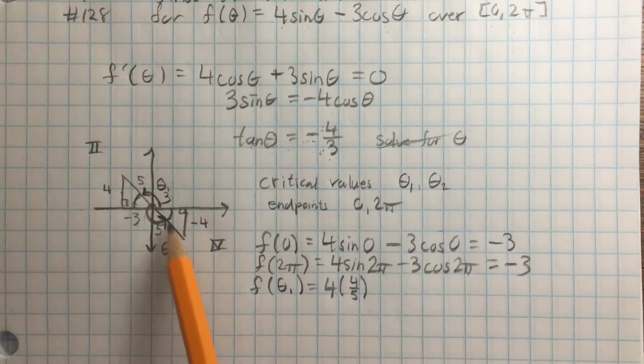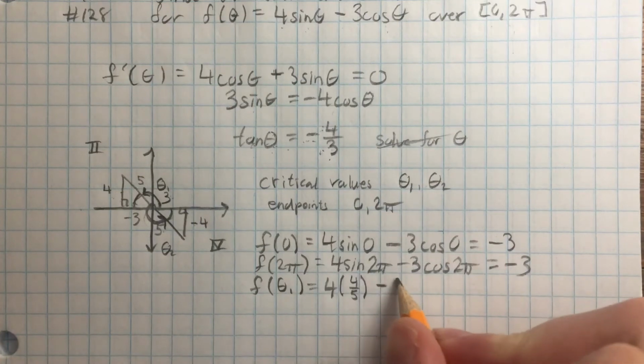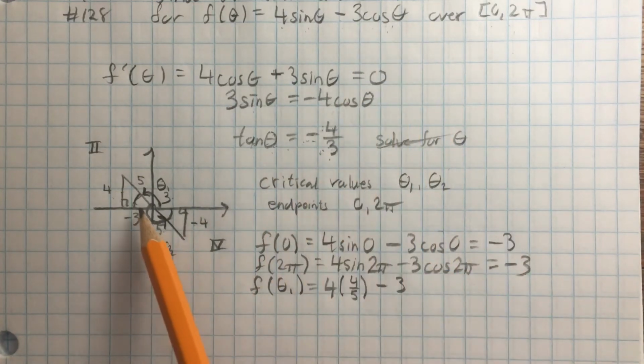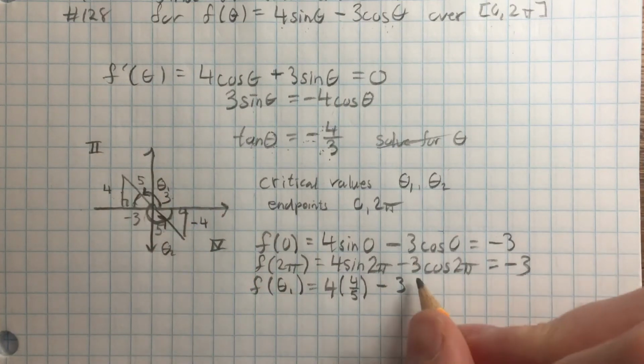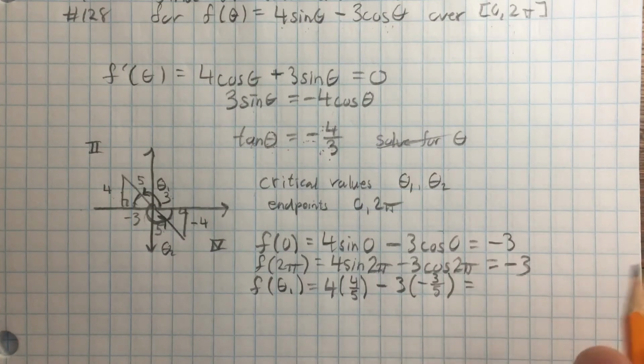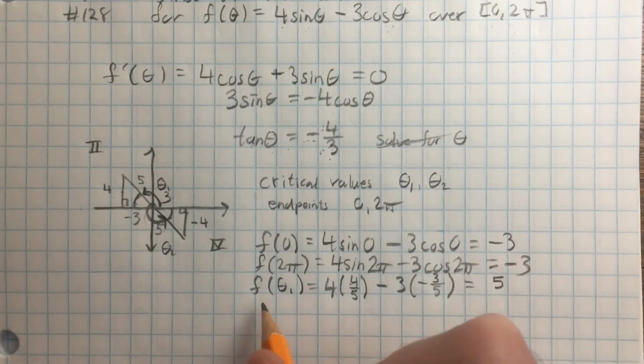Now, there are two situations, it's true. You got to be a little thoughtful about it. But we would have here minus 3 times cos theta 1. Cos theta 1 is going to be negative 3 on 5. All right, let's see what that adds up to. We have 16 plus 9 all over 5. So 25/5 is 5. Great.